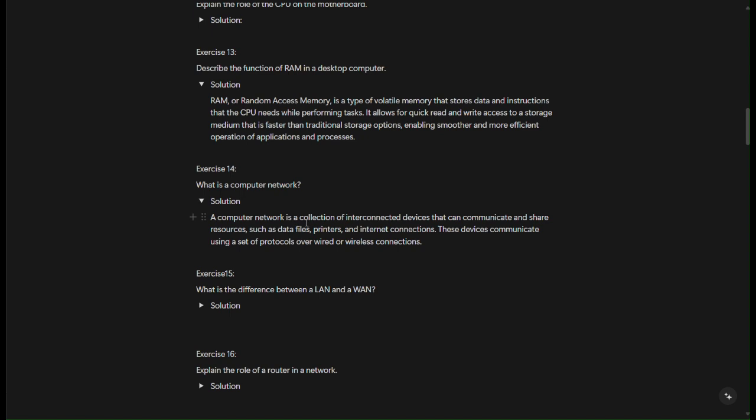A computer network is a collection of interconnected devices that can communicate and share resources such as data files, printers, and internet connections. These devices communicate using a set of protocols over wired or wireless connections.